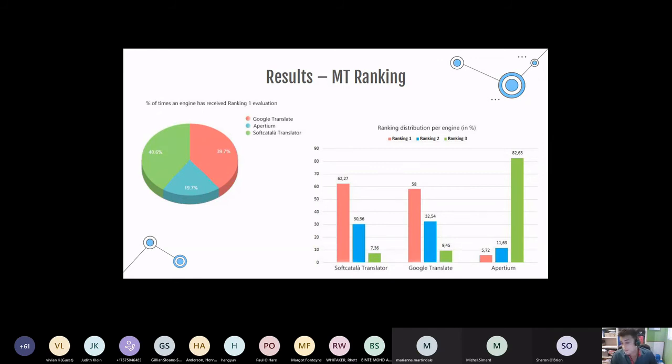Here the difference increases, and if we inspect the results more thoughtfully, from all the 11 evaluators, 10 said in this evaluation that Softcatalà translator was the MT engine who proposed the best MT proposals, while the last person, that 11th evaluator that didn't say that, said that there was a draw between Google Translate and Softcatalà translator.